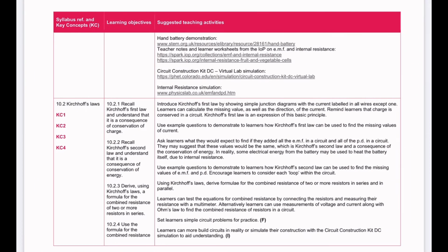Key concept 10.2 Kirchhoff's laws. Learning objectives. 10.2.1 Recall Kirchhoff's first law and understand that it is a consequence of conservation of charge. 10.2.2 Recall Kirchhoff's second law and understand that it is a consequence of conservation of energy. 10.2.3 Derive, using Kirchhoff's laws, a formula for the combined resistance of two or more resistors in series.